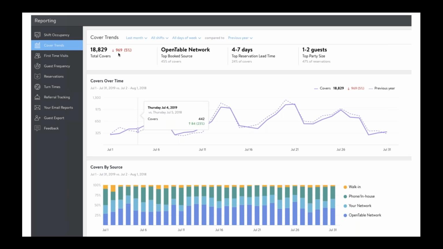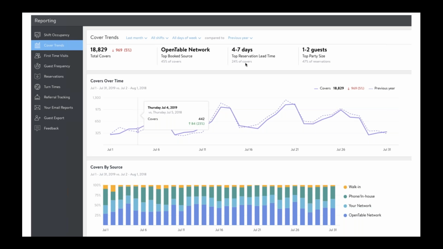We're actually down 969 covers, which is 5% down from the previous year. Okay, and 45% of these covers were booked on the OpenTable network. So you get quite a bit of reservations through the OpenTable network, but again, you also get other sources coming in for your reservations as well. So 45% of the 18,829 are from the OpenTable network.